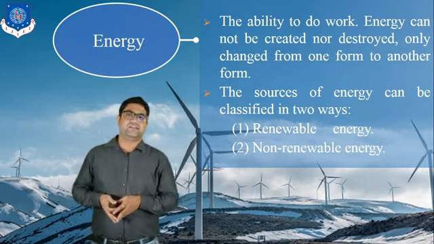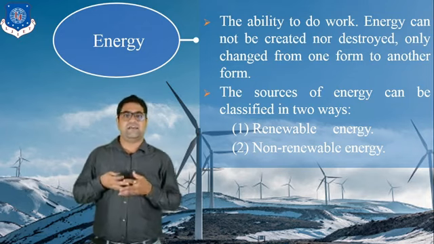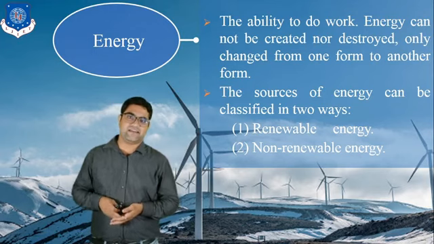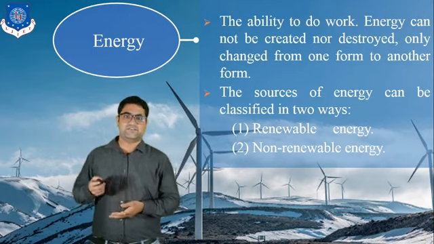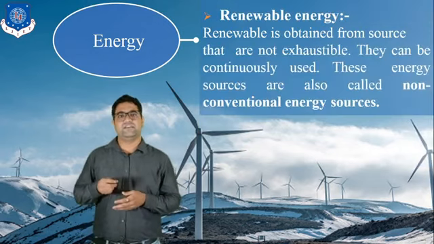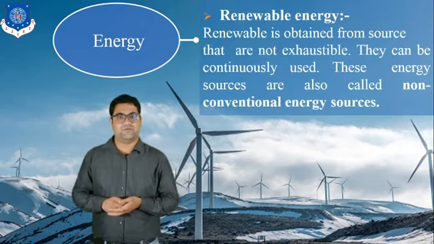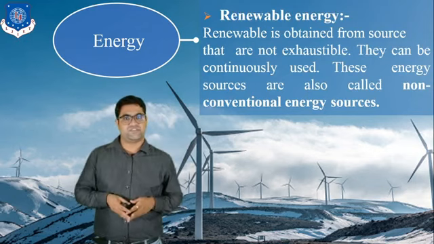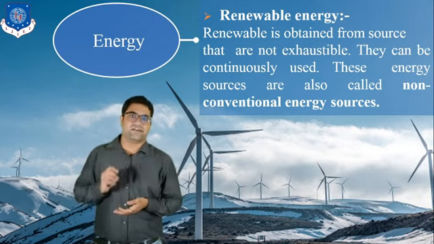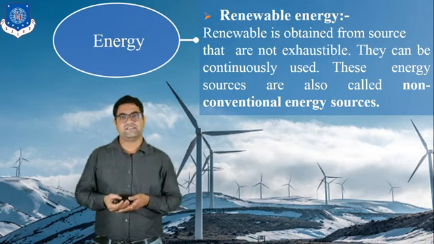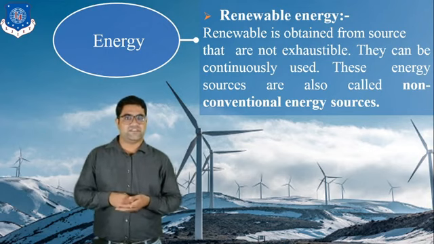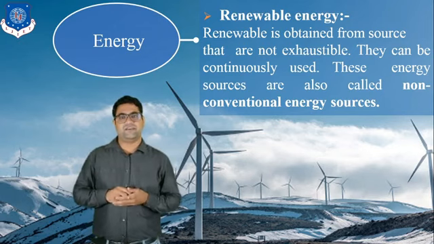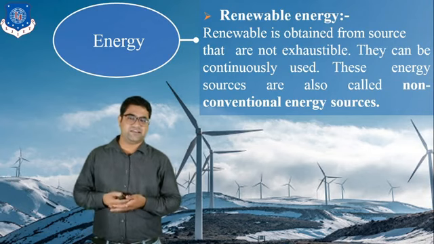Generally, the sources of energy are divided into two types. The first type is renewable energy and the second type is non-renewable energy. So let us discuss renewable energy first. What is renewable energy? Renewable energy is generally obtained from renewable sources, and renewable sources are not exhaustible, or we can say they can supply continuous energy for many years. The renewable energies are wind energy, solar energy, etc.